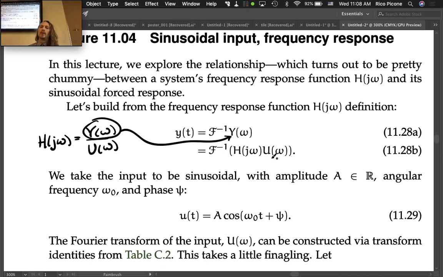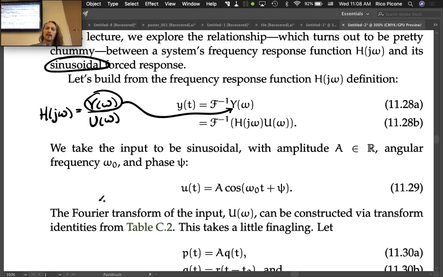And so now what we need to know is, first of all, what is U? Because we have a specific input, right? We have a sinusoidal forcing function. So U is the Fourier transform of that sinusoid. So we need to derive what that is if we're going to explore what the response is. So we take the input to be sinusoidal with amplitude A, angular frequency omega naught, and phase psi. So this is our function of time. This is our time domain representation of our sinusoidal input. Standard: amplitude, sinusoid, frequency, phase, right?